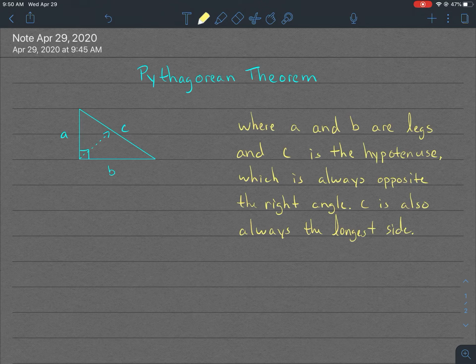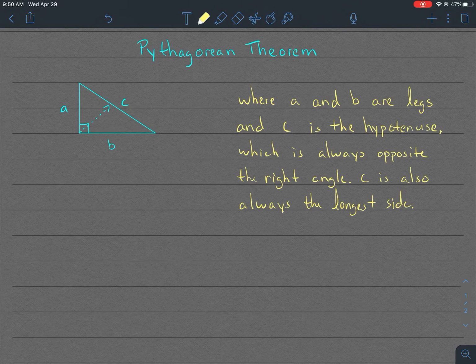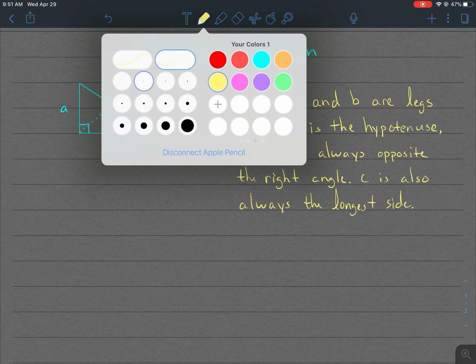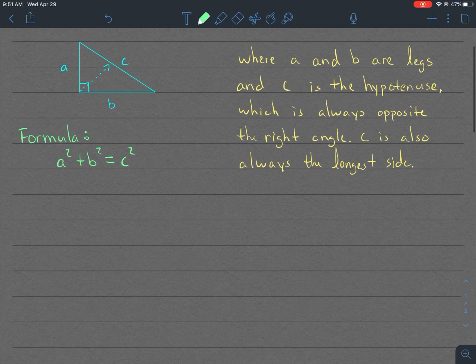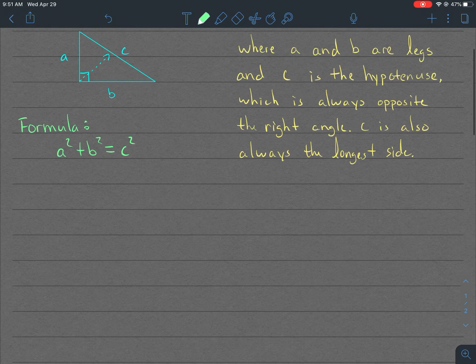Okay, now there's a formula to this. The formula states that a squared plus b squared is equal to c squared. And you can use this formula to find any missing side of your right triangle. So let's use this formula in order to solve a couple of examples.